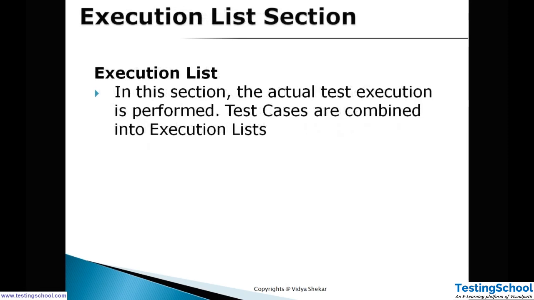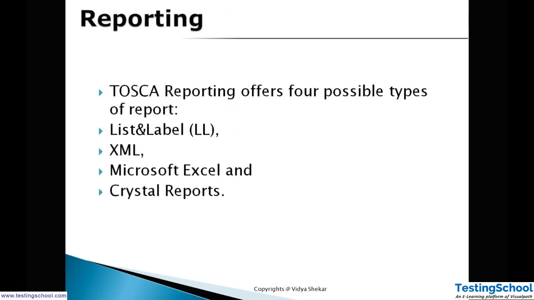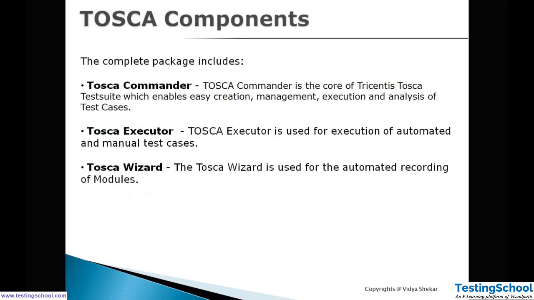Finally, we have the execution section. Once our design is completed, we execute our test cases, and the results will be displayed. For reporting purposes, there are different options available, like the list and label concept, the XML concept, Microsoft Excel reports, as well as Crystal reports. Tosca supports close to 4 types of reporting concepts, and there are different components like commander, executor, and wizard. We will be focusing on this in the next class.